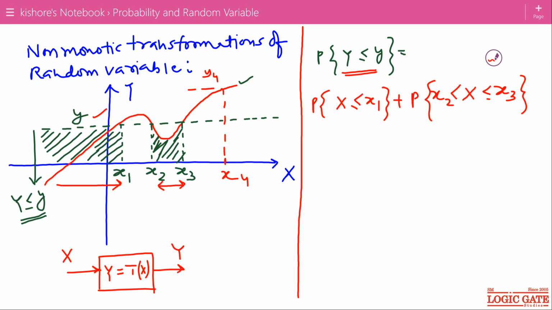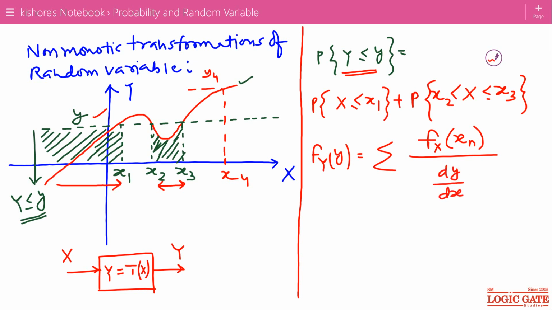So in this case, for the PDF of random variable y, I am writing it directly and I will show you with an example how this expression can be derived. The PDF of random variable y is the summation of the PDF of random variable x at xn divided by the mod of the slope of the transformation at x equals xn.